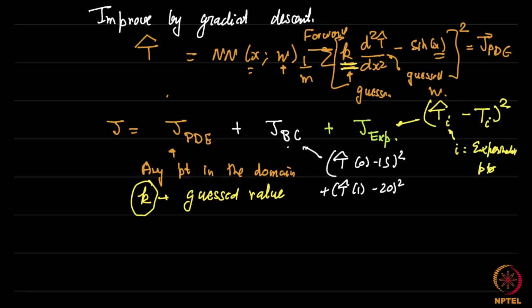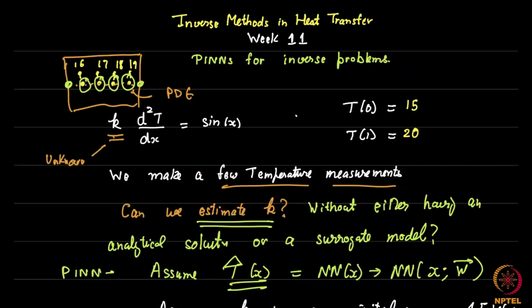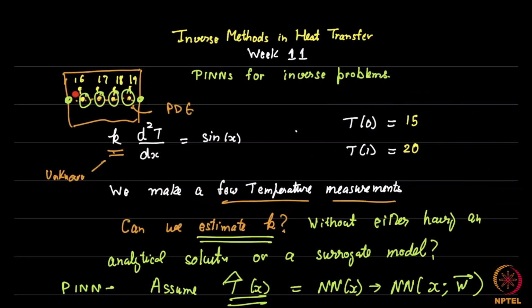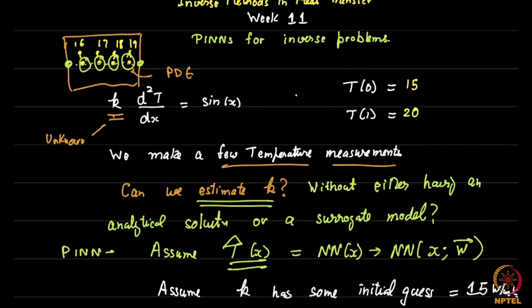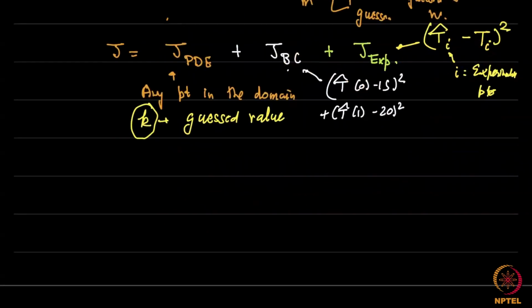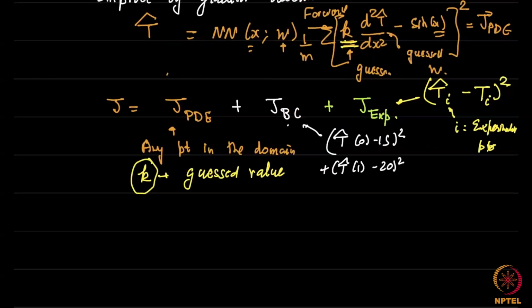So let's look at this loss function once more. J is made up of 3 parts. First part is the pure physics part. The pure physics part can be any point in the domain. You can just choose as many points as you want. You can choose 1,000, 10,000, 1,000,000. The choice is yours. The more you add, obviously, the more computation you spend in finding out JPD. But you can find out any point in the domain.